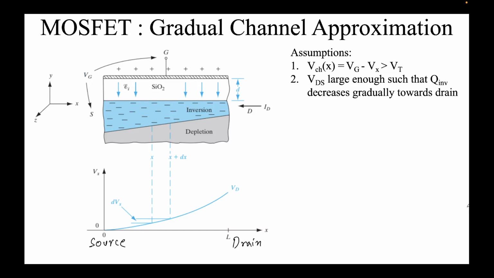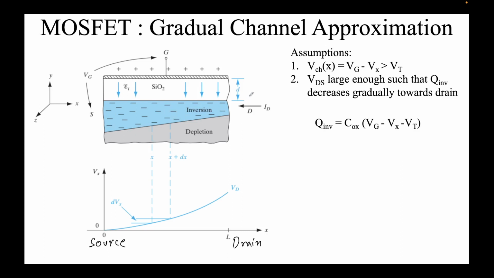Okay, so what's happening is that we took a differential element dx here, and we saw the profile looks something like this. Because VD is now large enough, Q inversion gradually decreases. There is a potential gradient from left to right. Your drain is biased to a significantly higher potential than your source. So on the left side you have more inversion charge, less depletion charge, and you see this tapering profile.